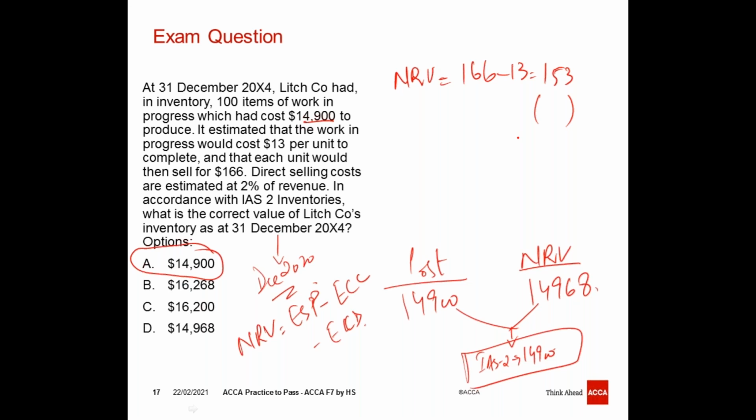And there will be a 2% cost of disposal. 2% cost of disposal means 166 into 2%, so 2% of 166, that will be 3.32. So the net realizable value of each unit will be 153 minus 3.32. It will be 149.68. And we have got 100 units of inventory. By multiplying these two figures, we get the total value. I hope it's clear now.